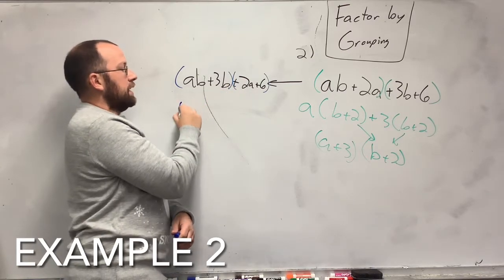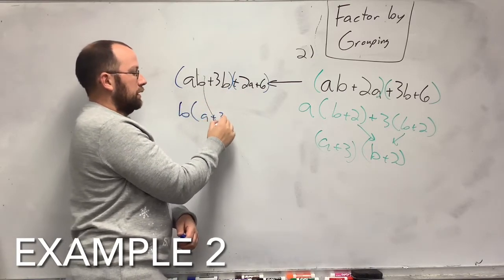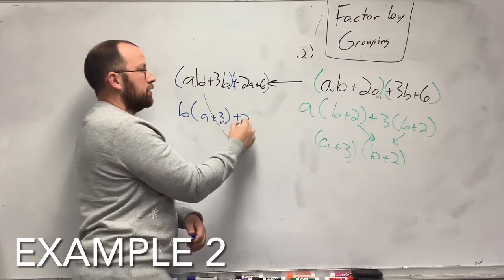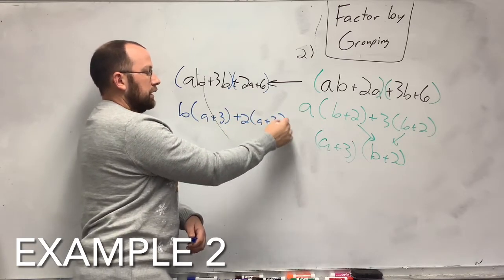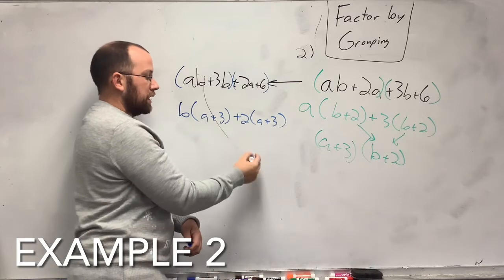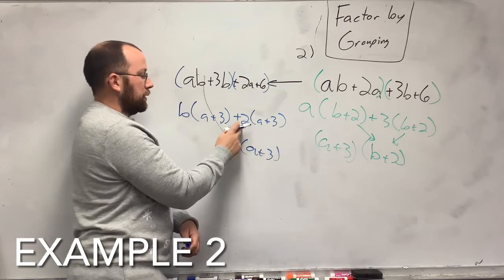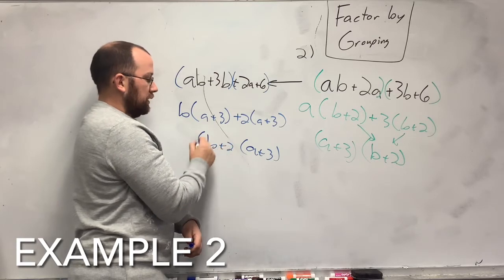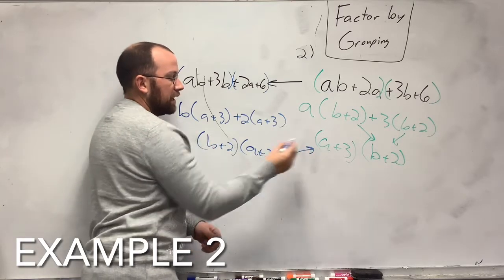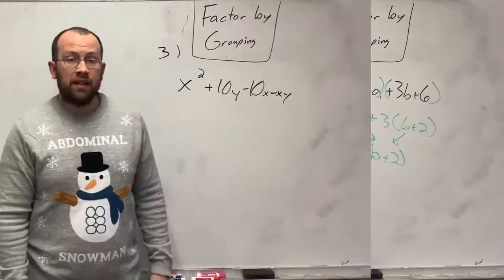So this has a B in common now. And this has a 2 in common. As you see, I still have A plus 3 and A plus 3. And here I still have a B plus 2. And this is the same thing as that. All right, example number 3.